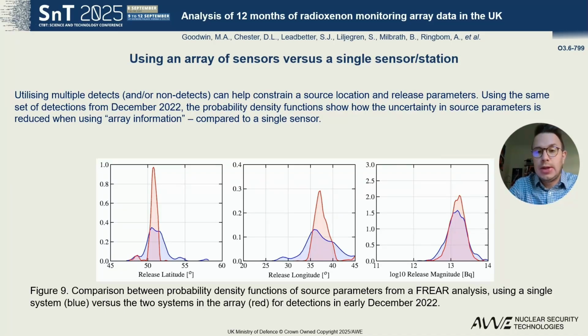So the frequency distributions that you see on the figure here show in blue where we used a single sensor versus multiple sensors in the array, giving you the results in red.